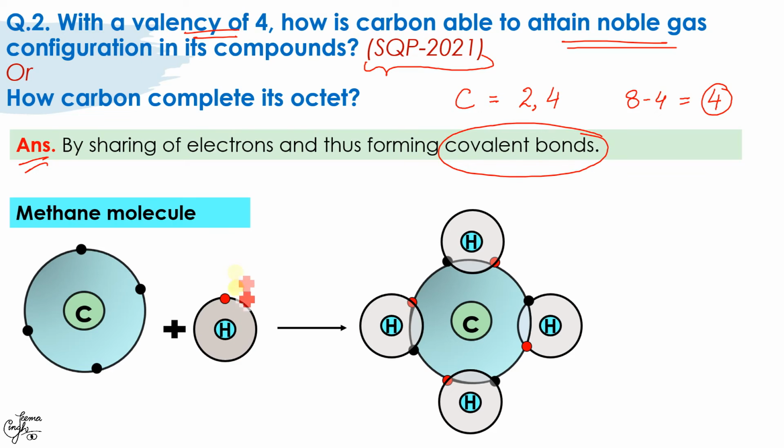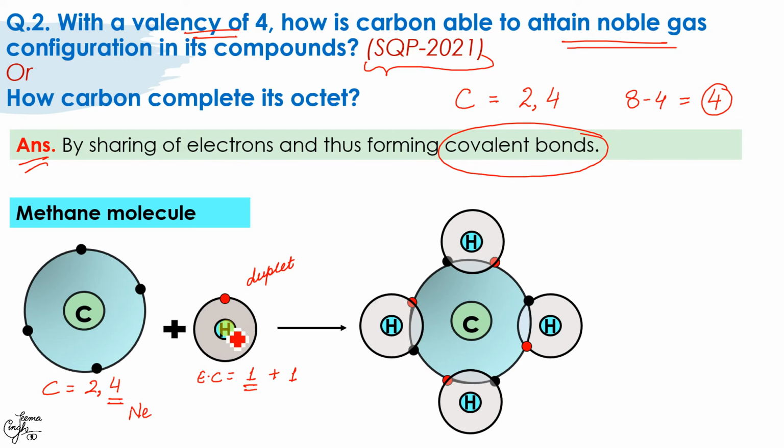This is hydrogen. Hydrogen has an electronic configuration of 1. Carbon is 2, 4. It requires 4 more electrons. Hydrogen requires only 1 electron. Here the duplet will be complete. If it gets 1 more electron, its configuration will be similar to helium. Its duplet will be complete. Here, if carbon can get 4 more electrons, its octet will be complete and its configuration will be similar to the nearest noble gas, neon.